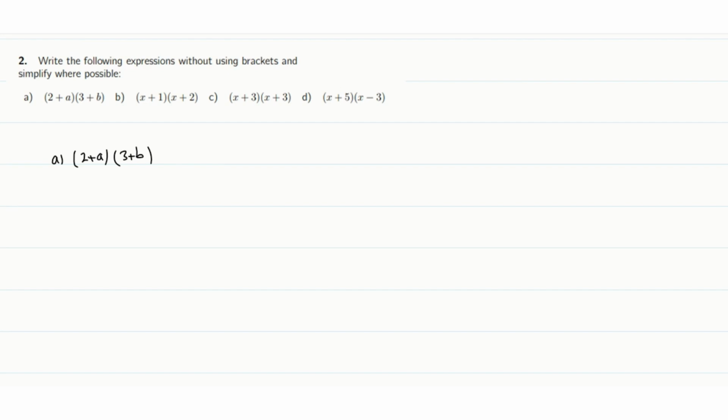So, what I said was, you need to multiply each of these terms by each of the terms in the other bracket. So let's look at the first term in here, and we're going to multiply this 2 by this value, and we're going to multiply 2 by the other term in the bracket as well. We also need to multiply a by the first term in the second bracket, and we need to multiply a by the second term in the second bracket as well.